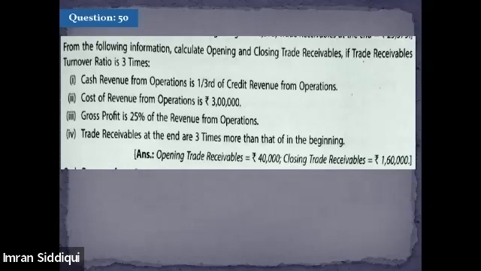Cash revenue from operations is 1/3 of the credit revenue from operations. Cost of revenue from operations is 3 lakh. Gross profit is 25% of revenue from operations. Trade receivable at the end is 3 times more than that in the beginning. You need to find out the value of the opening and closing trade receivable in this case.